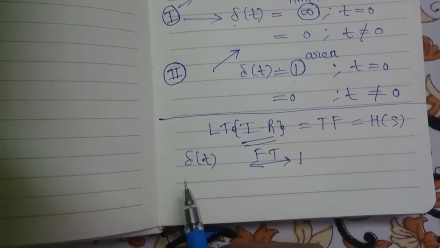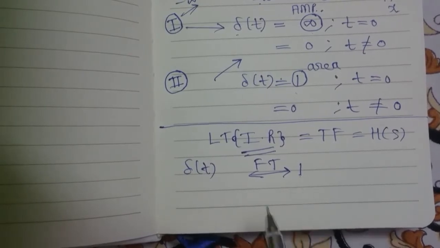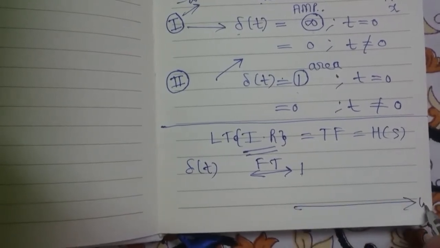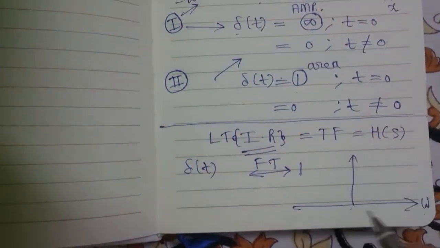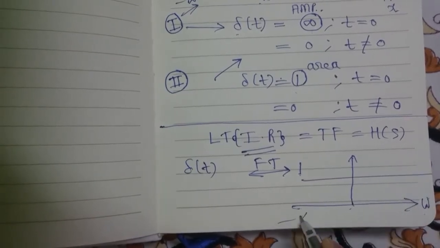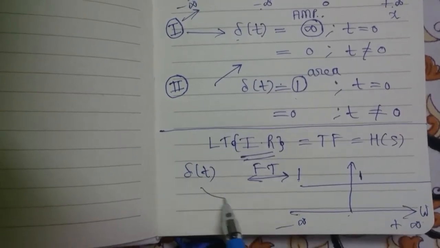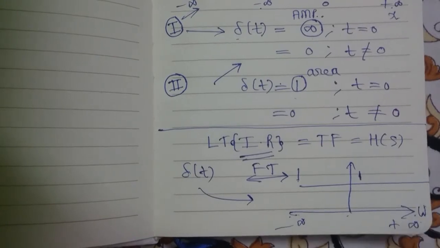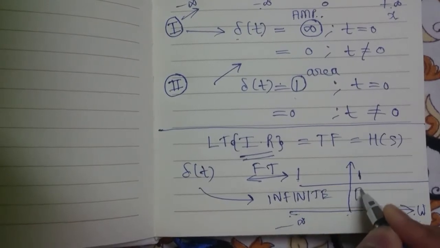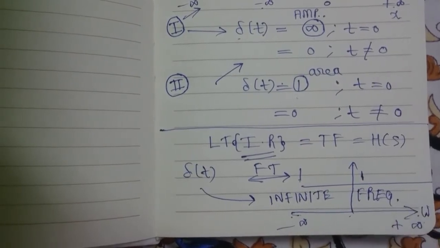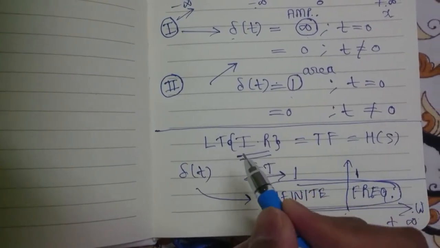So if you see delta of t, any transform, Fourier transform, Laplace transform, Z transform, any transform is 1. If you draw the spectrum in the frequency domain, with x-axis as frequency and y-axis as amplitude, I am going to get a straight line, from minus infinite frequency to plus infinite frequency, my amplitude is 1. That is, impulse function contains infinite frequencies. And hence impulse is very important, and hence every system is represented by impulse response.